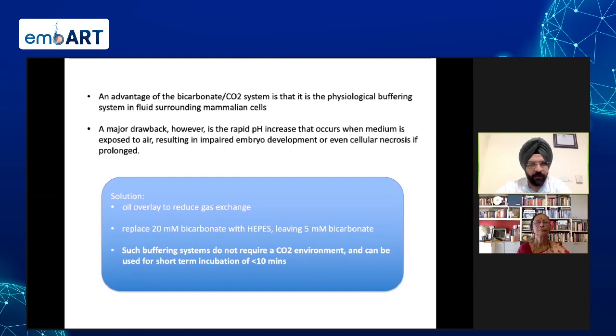You can also replace bicarbonate with HEPES, like I told you in the previous slide, leaving 5 millimole of bicarbonate. This also helps in maintaining the pH for a longer time. Such a buffering system does not require a CO2 environment and can be used for short-term incubation of less than 10 minutes.